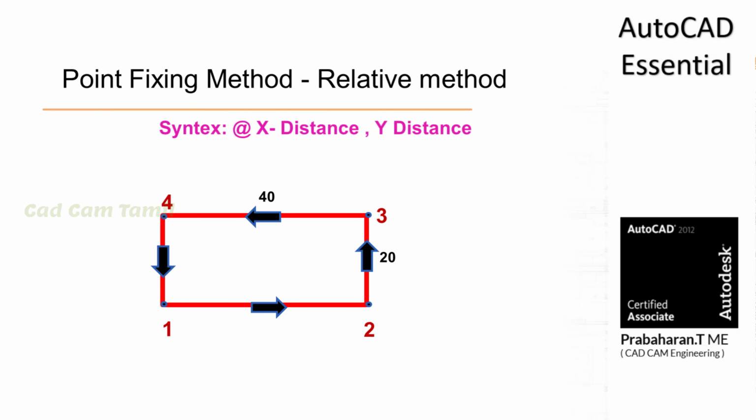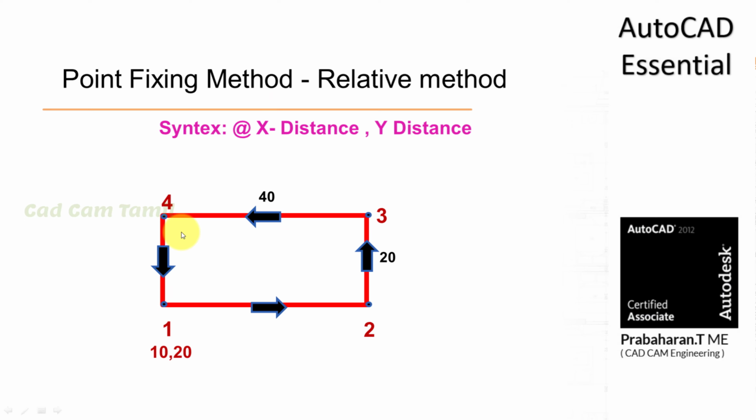Why am I taking the same example? Because whichever method you choose, the drawing should come out in the same size and in the same location. Are we getting the same rectangle or not? We are going to confirm it. Right, so now this is a rectangle, it has 4 points.